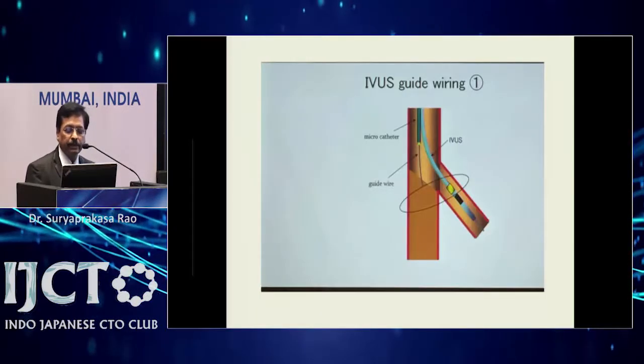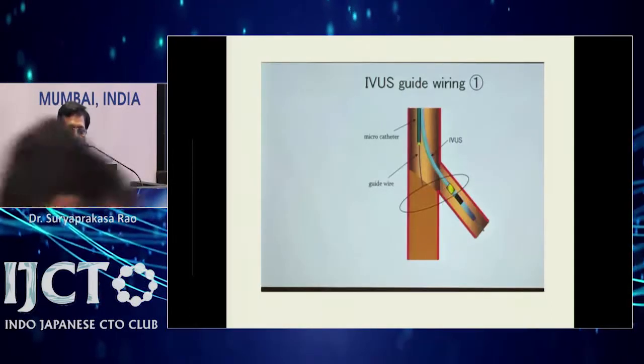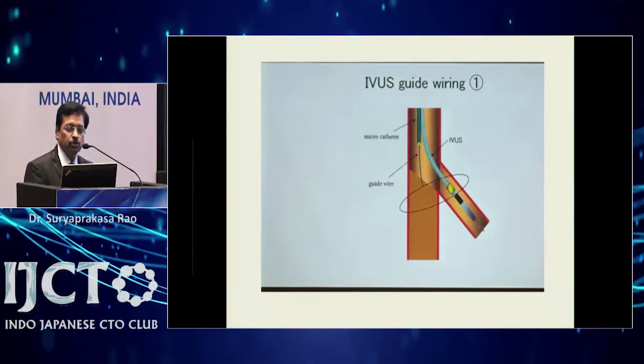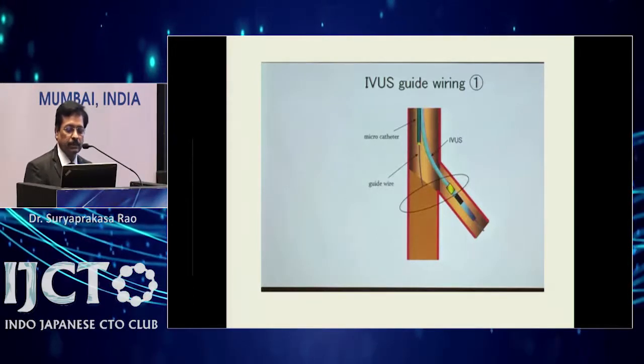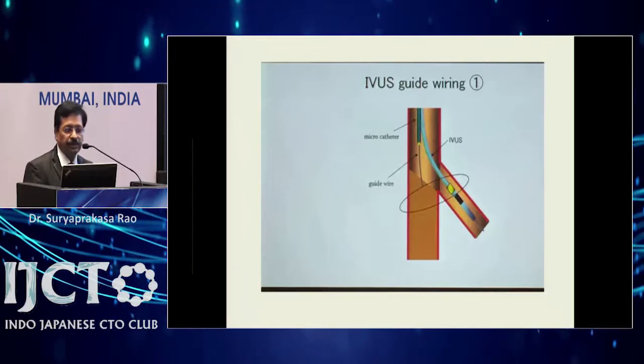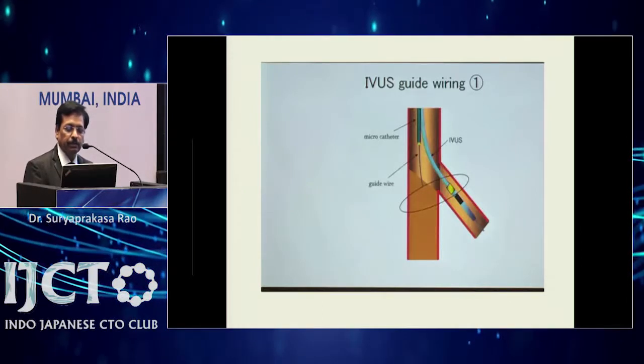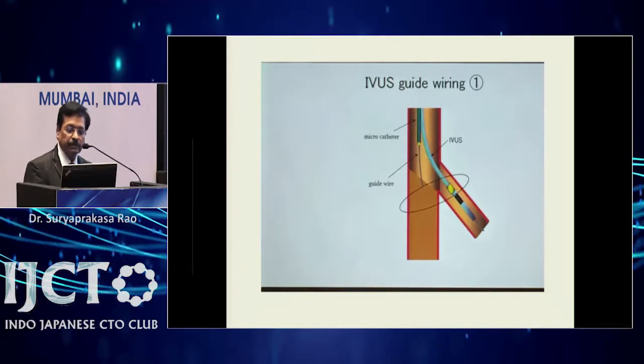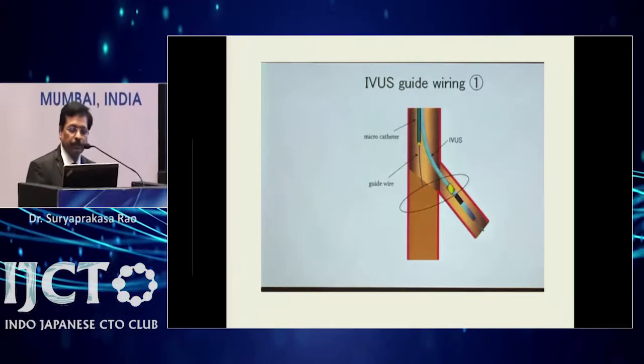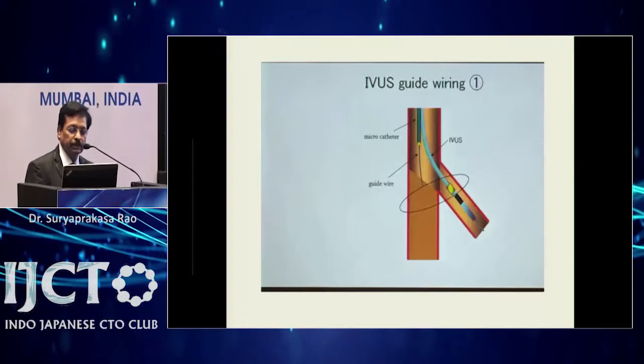This is the standard diagram. You keep the IVUS in the side branch, and you can always use a microcatheter. This needs an 8 French ideally, not to have too much friction, and you can puncture IVUS-guided in the side branch with the microcatheter support.